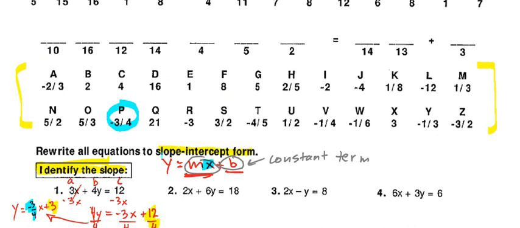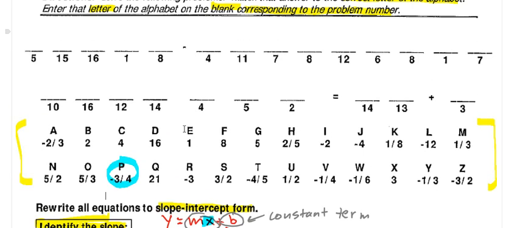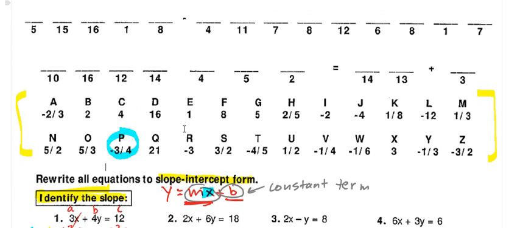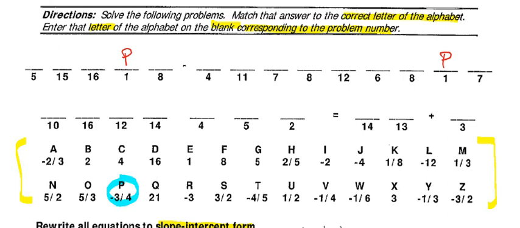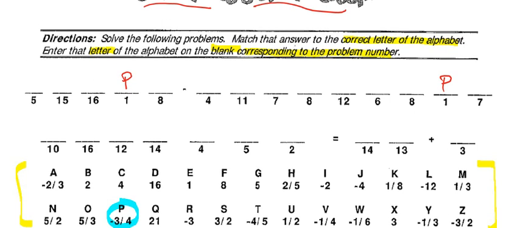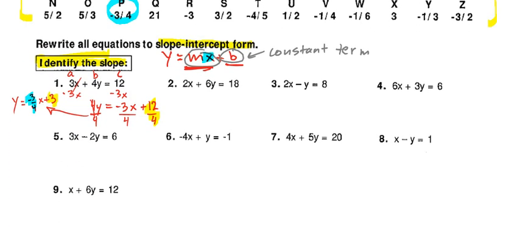That was problem number 1. So on blank number 1, I see a couple 1s. That means we need to put a P there, because that was problem 1. Man, I don't know if I see any other 1s. Okay? Remember, the goal is to enter that letter of the alphabet on the blank that corresponds with the problem number. That's why we put it as number 1. Let's do one more like this, and then we'll do one of the ones from the bottom half.